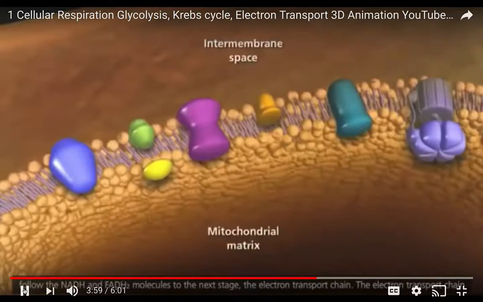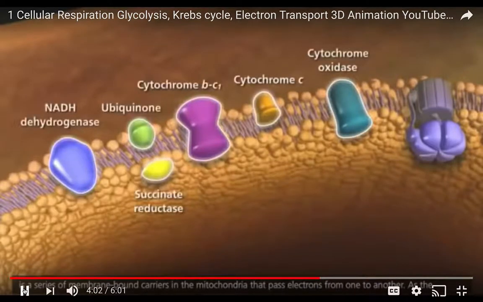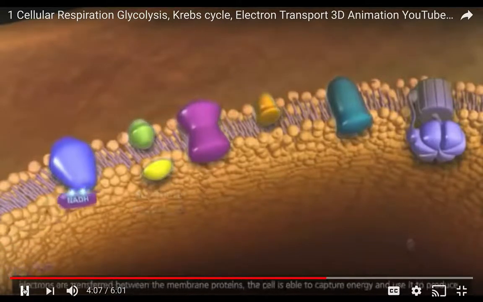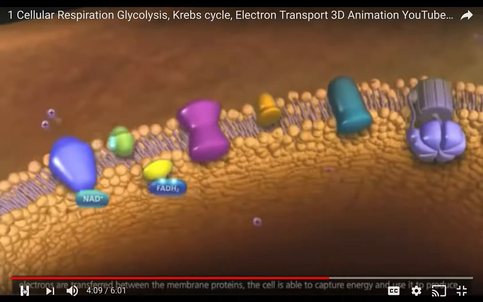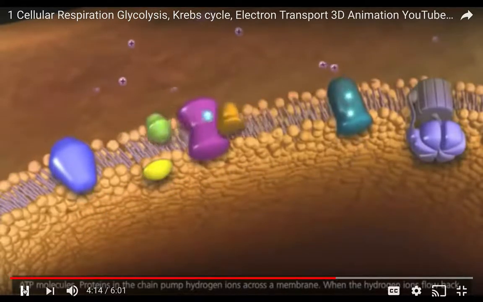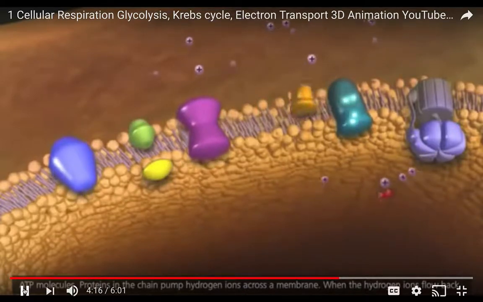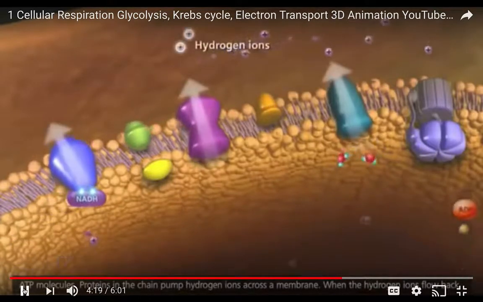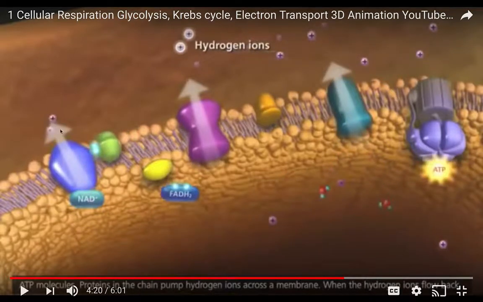The electron transport chain is a series of membrane-bound carriers in the mitochondria that pass electrons from one to another. As the electrons are transferred between the membrane proteins, the cell is able to capture energy and use it to produce ATP molecules. Proteins in the chain pump hydrogen ions across a membrane. So again, here's all of those protons that are being pumped in this direction. And so what we'll see afterwards is that proton gradient is released back through here, and this is used to make ATP.